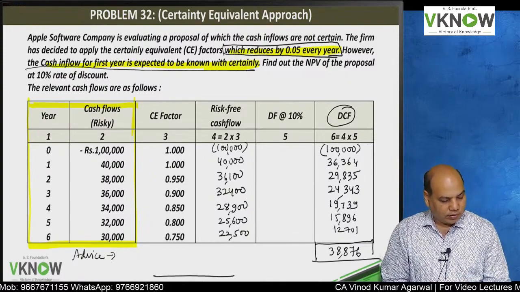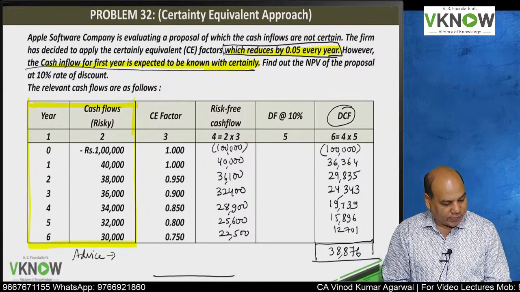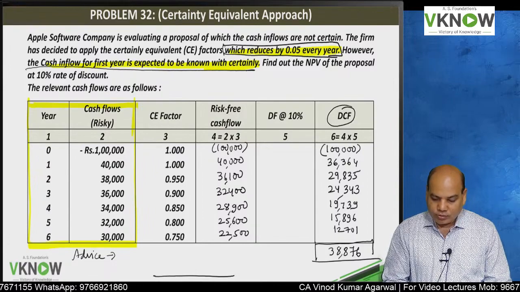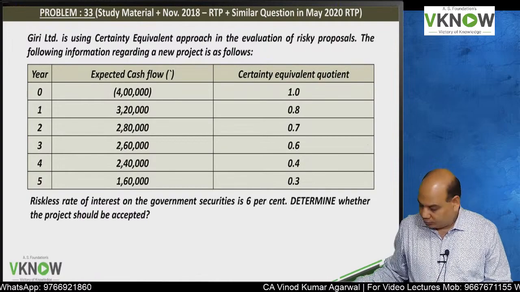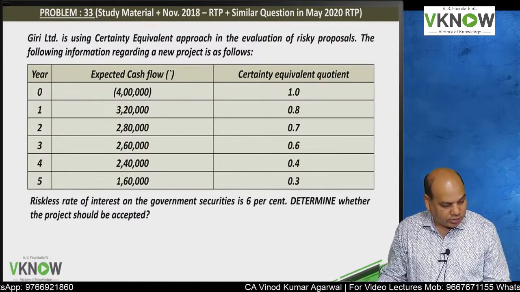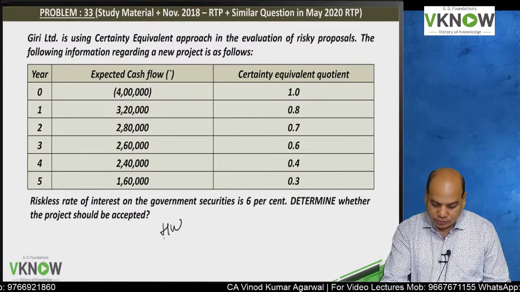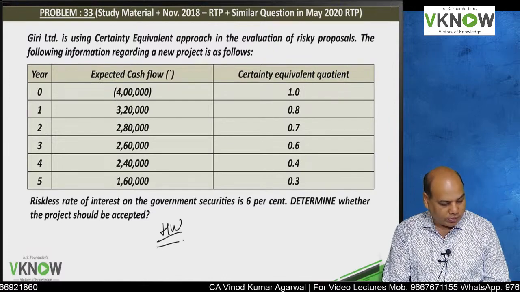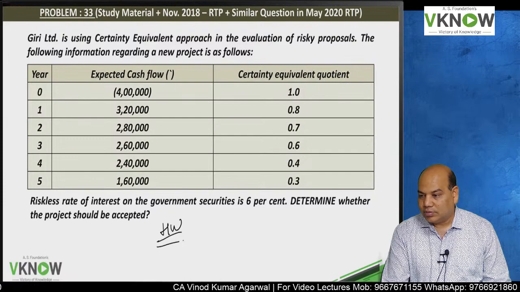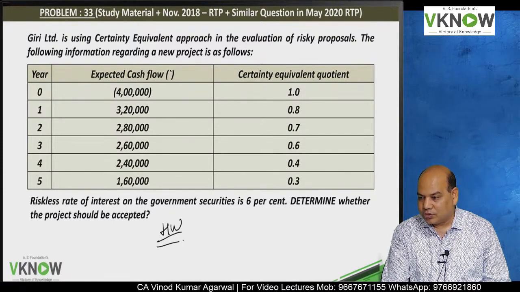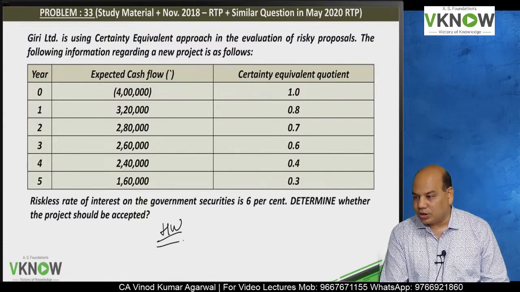On this, one more question is there. Question number 33, homework. Write down homework. This question is from study material November 2018 RTP and a similar question in May 2020 RTP.